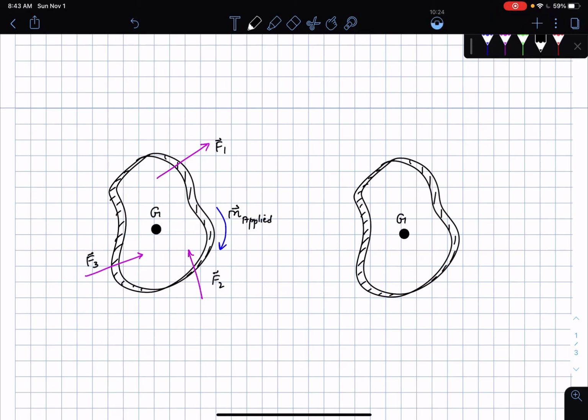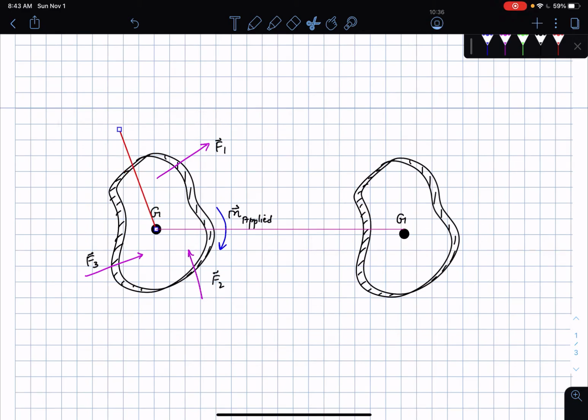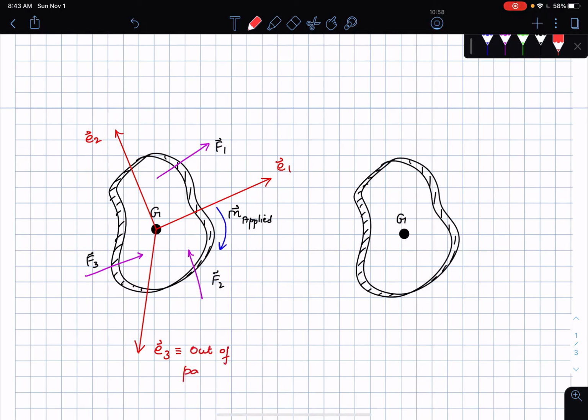Okay, and if needed, I can set up, let's say, a coordinate frame which is on the body here. So this is, let's say, the E1 direction, E2 direction. I'm just setting up some random coordinate frame. This is E1, this is E2, and then I'm going to have the third axis which is coming out of the page, which is E3, which is the same as the axis K, which is out of the page.